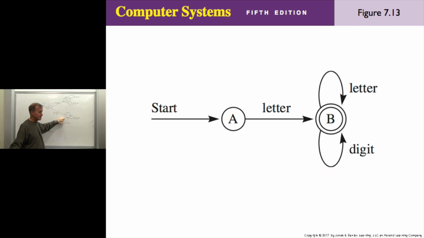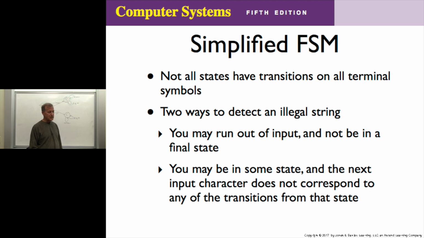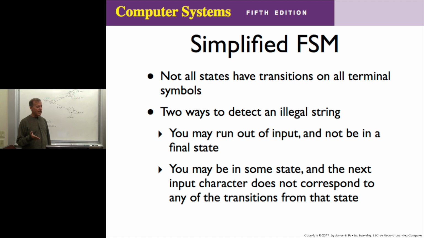Are you with me? And so now we just have start, and that goes to A, and we have a transition from A on letter to B, and B is the final state, and we have transitions from B to itself on letter and digit, and we just don't have the other ones. All right? But now, if you're going to have a finite state machine like this, then the rules are different. The parsing rules are different. So let's take a look at how that works.